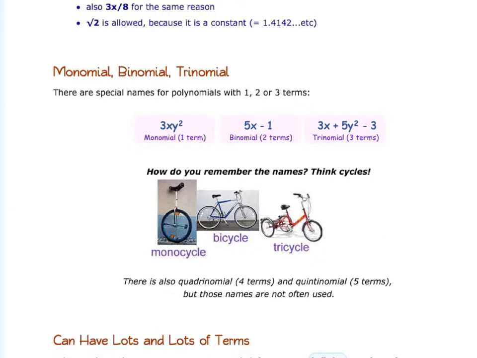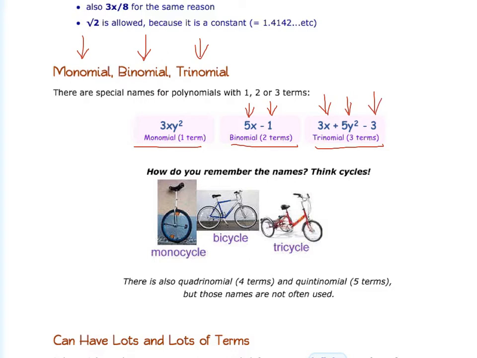As I mentioned before, we have different types of polynomials, and they can have multiple terms. The most common types of polynomials are monomials, binomials, and trinomials. Those are the special names that you'll hear us use. A monomial has one term. A binomial has two terms. Notice 5x is the first term and 1 is the second term. A trinomial has three terms. The 3x is the first term, the 5y squared is the second term, and the 3 is the third term.